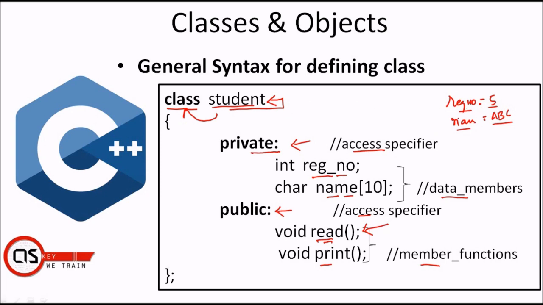Now once you have read the name and the register number of the student, I would like to display the contents back onto the screen. I would like to print the register number and name of a student back. So I'm going to create the member function called print. This print function will help me to display the register number and name of a student.